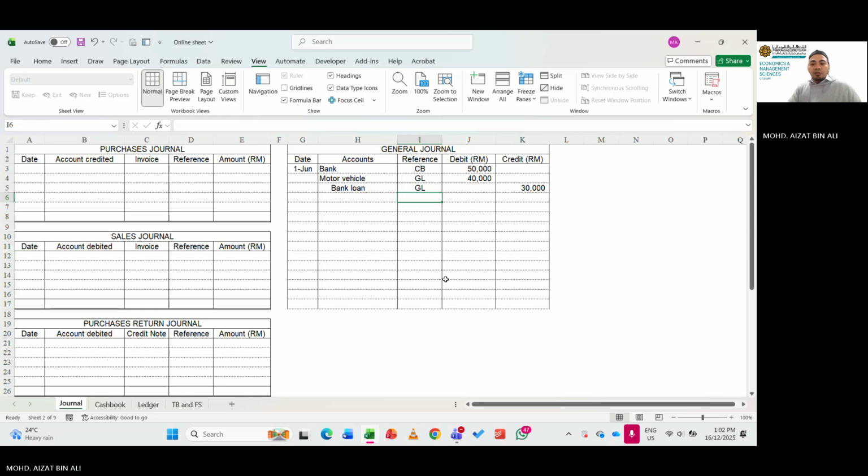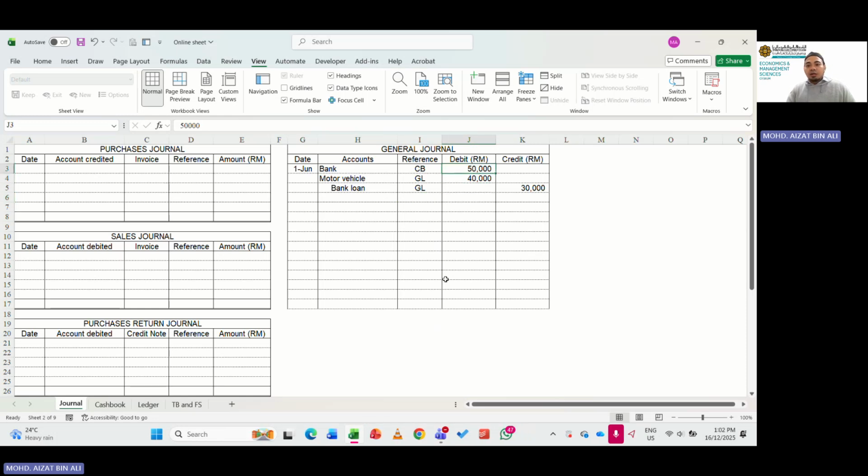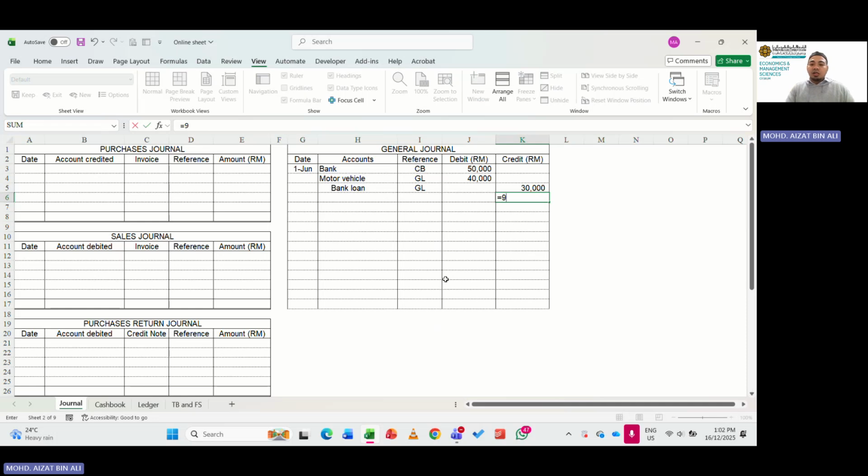Now before we end the recording of this first transaction, look at this. Compare the debit and credit. The total debit and credit must be the same. If you can see here, the total debit is 90,000 ringgit, but the total credit is 30,000 ringgit. So there is an amount missing. 90,000 minus 30,000, so we get 60,000. What do we record this as? This should be capital. Again, the capital account can be found later on in the GL, so we write down GL here, general ledger.